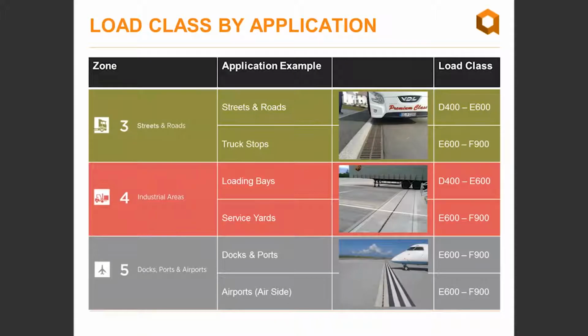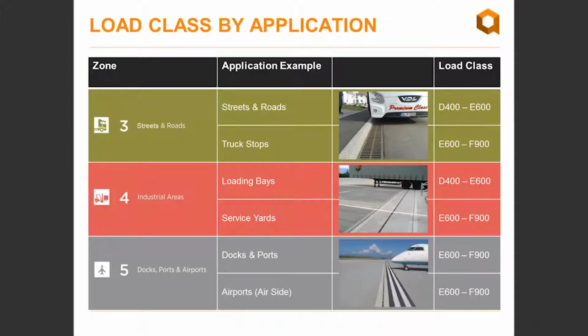Zone 4, industrial area. So the first example is loading bays, so that's minimum D400. And D400 would be if the trench drain is next to the building, for example, so you limit the static load and dynamic load on top of it. If the trench drain is not next to the building, then we would recommend going with E600 because you'll probably have vehicles accelerating over it and also a heavy static load during the unloading. A service yard is a little bit different because you will have some turning, braking, accelerating. So E600 is the minimum, and it can also be F900 depending on the traffic pattern again, so the frequency and the speeds.